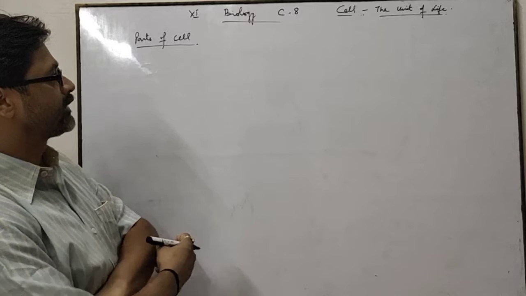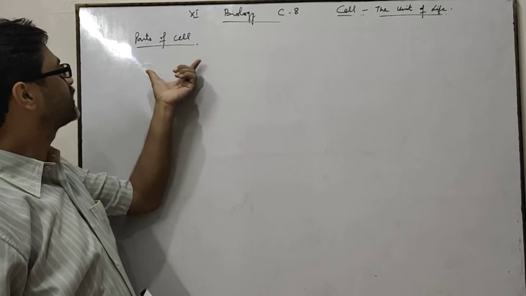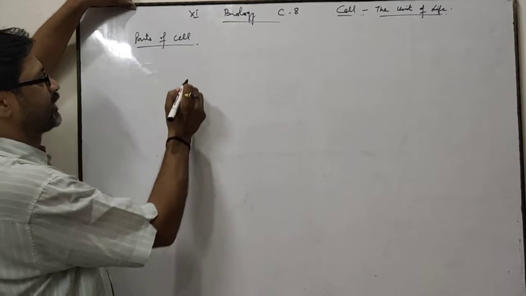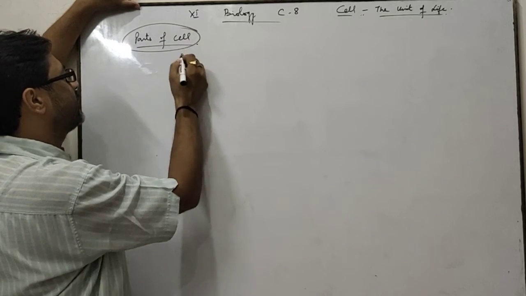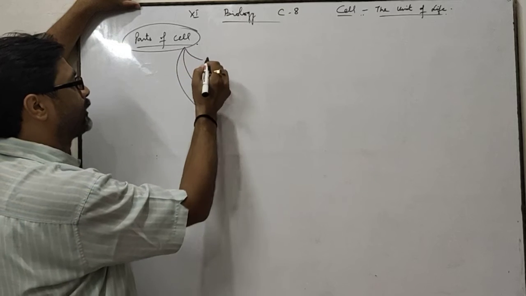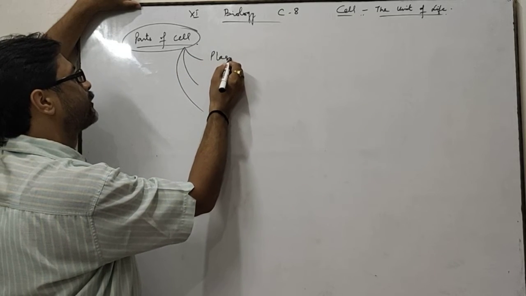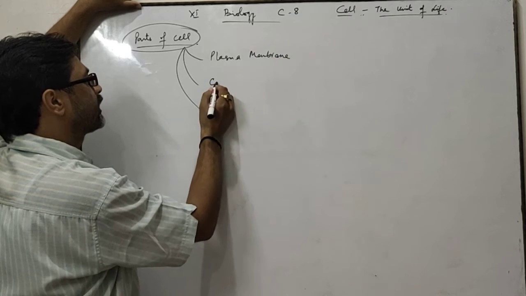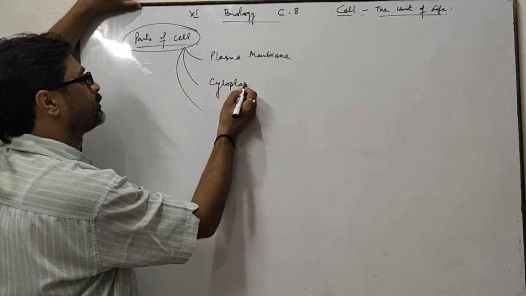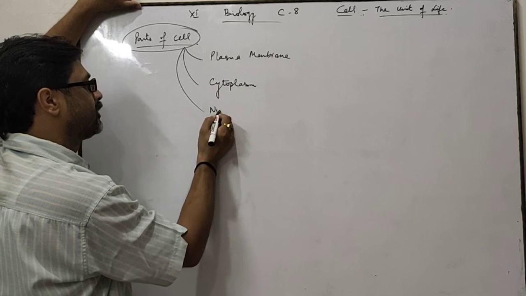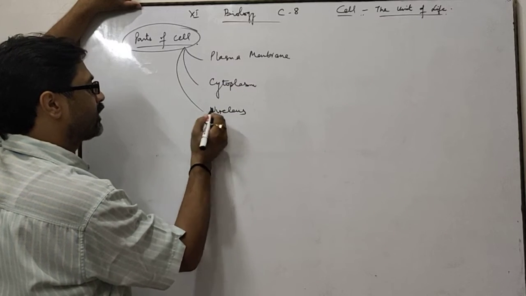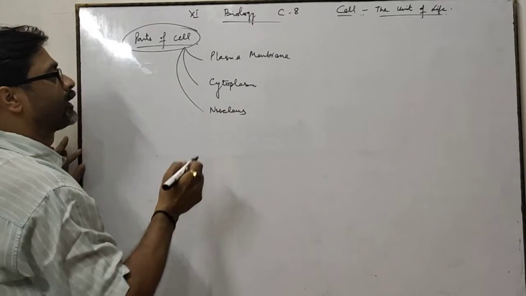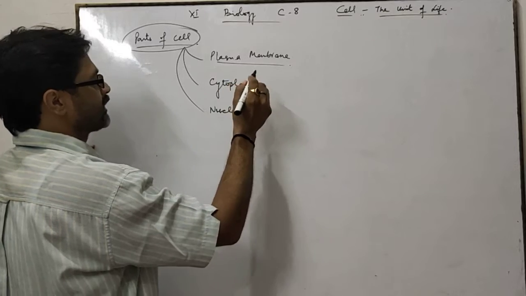I am going to continue this chapter, cell. In this cell, I am going to continue with my next heading, parts of cell. Cell is made up of three main parts. First one is plasma membrane. Second one is cytoplasm. And third one is nucleus. There are three parts within a cell.